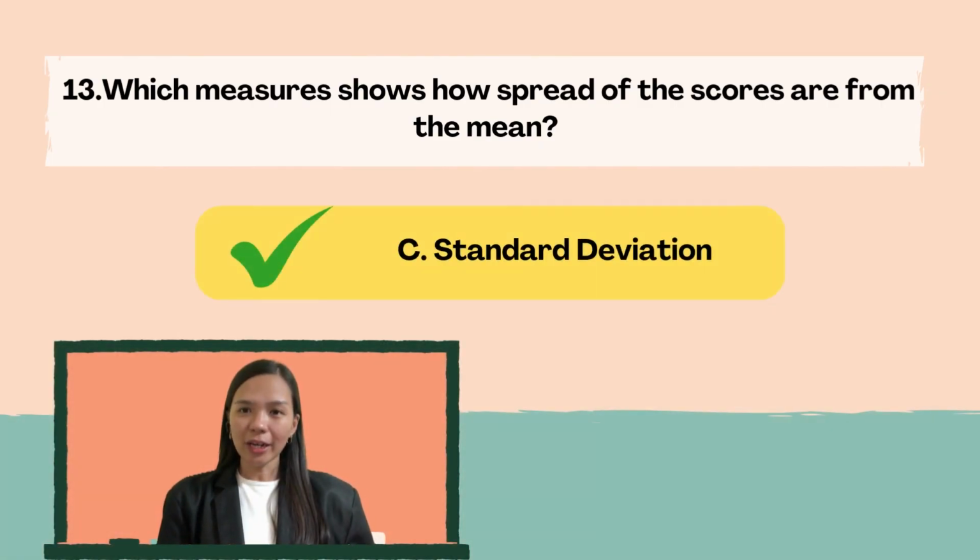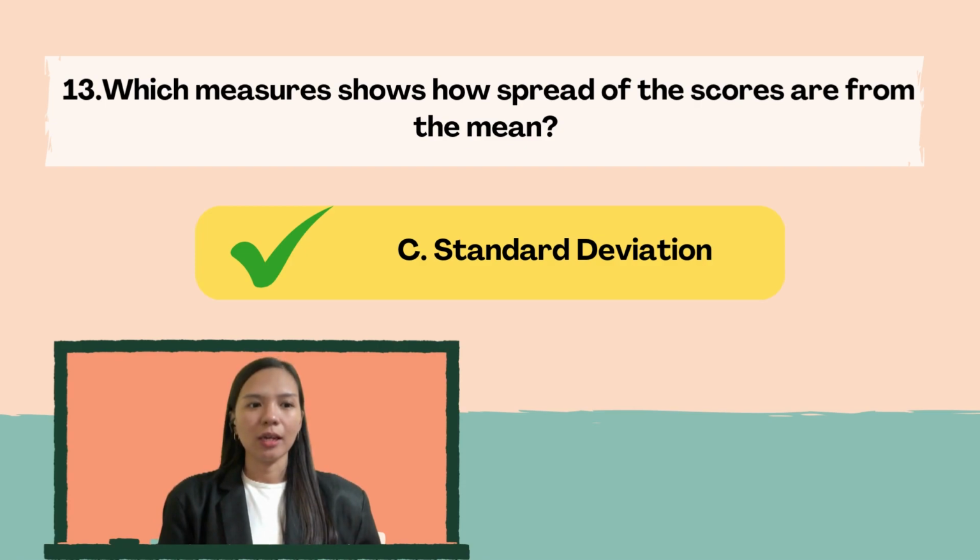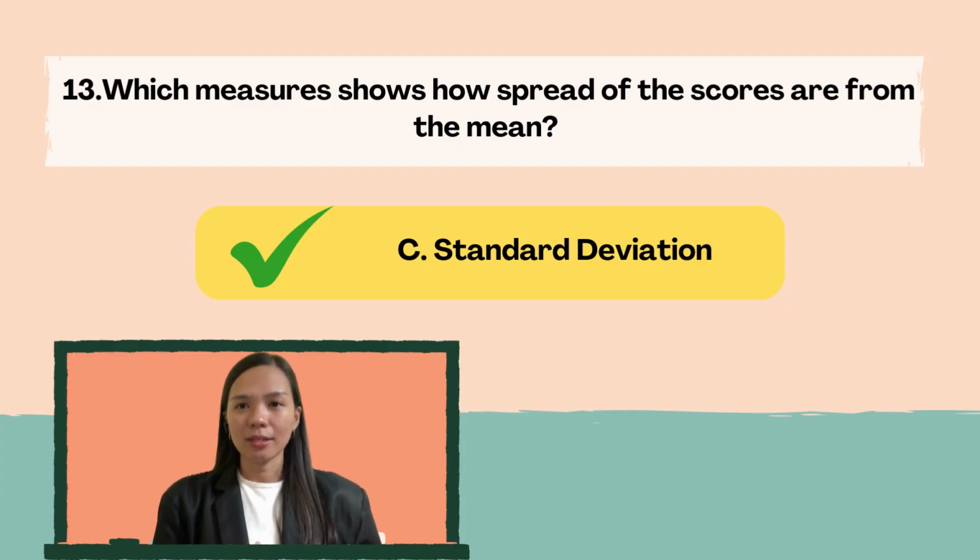The correct answer is letter C, standard deviation. Standard deviation measures how much the scores differ from the mean. A small standard deviation means most scores are close to the average, while a large one means scores are more spread out. It helps show how consistent or varied the results are.